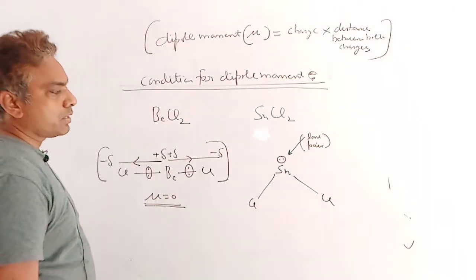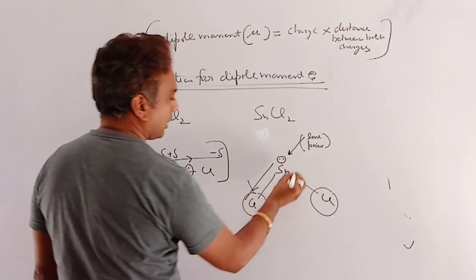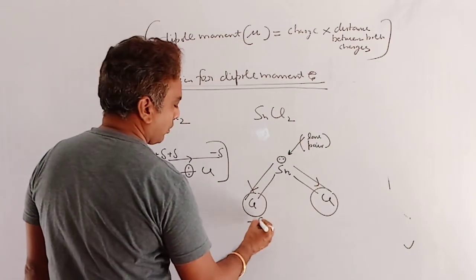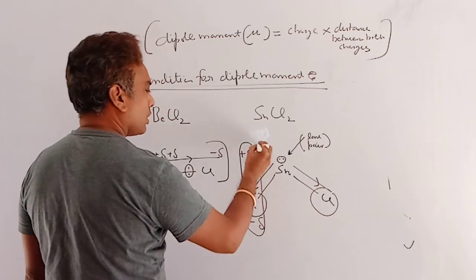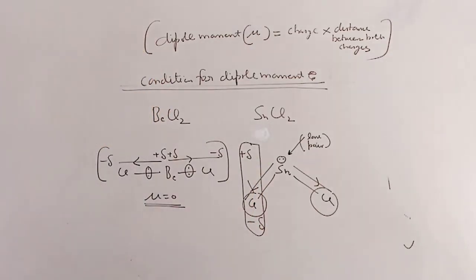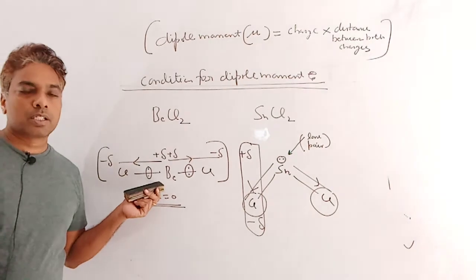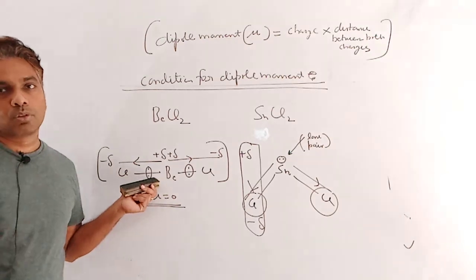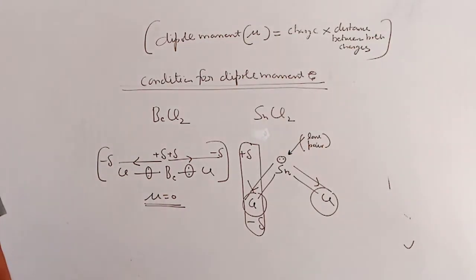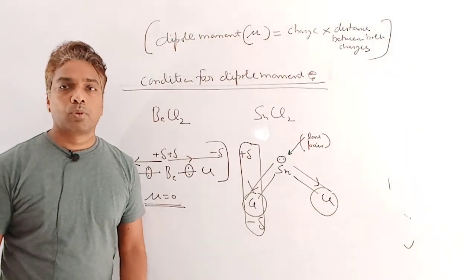But in case of SnCl2, due to the attraction of shared electrons towards Cl, chlorine gets partially negative and tin gets partially positive charge. So polarity is created, so the molecule shows dipole moment. Clear? Here the bond is polar but the net polarity is cancelled out or compensated. So the dipole moment of BeCl2 is 0, while in case of SnCl2, due to the presence of one lone pair on Sn, it shows dipole moment.